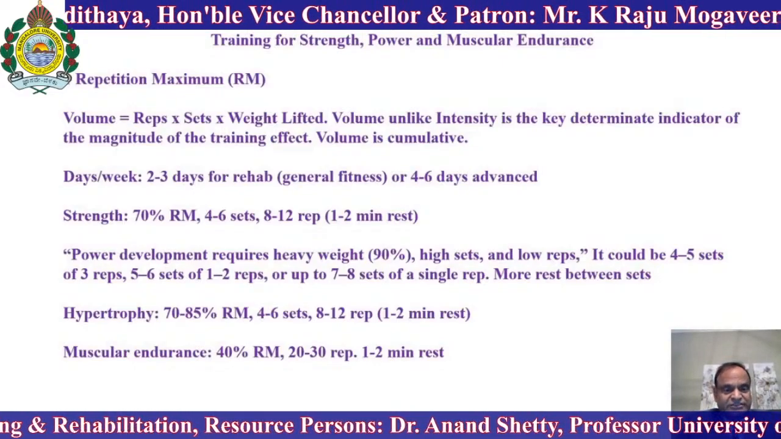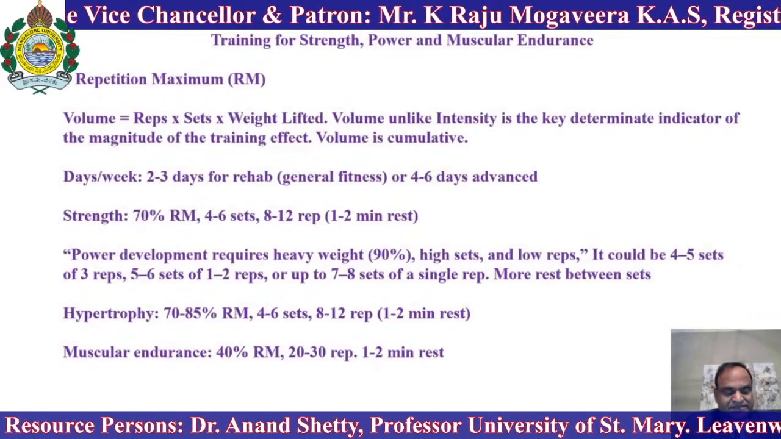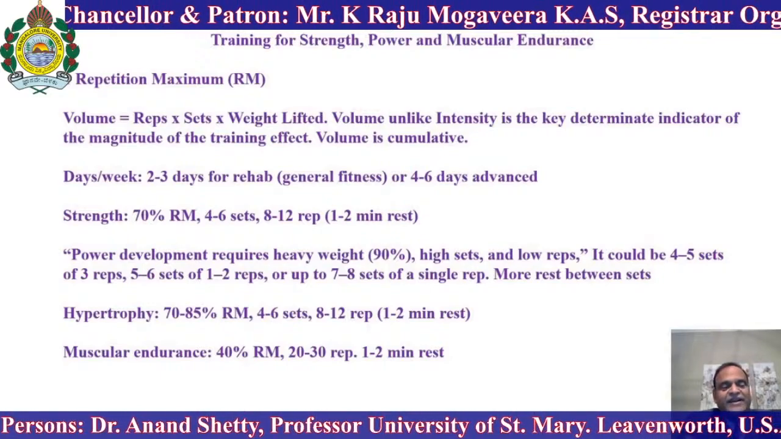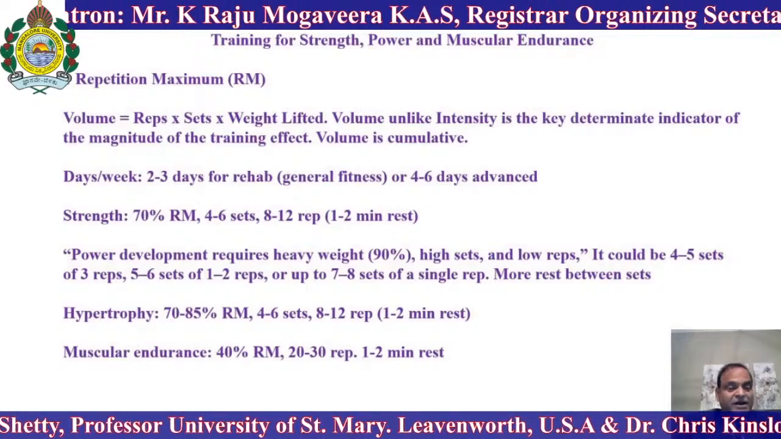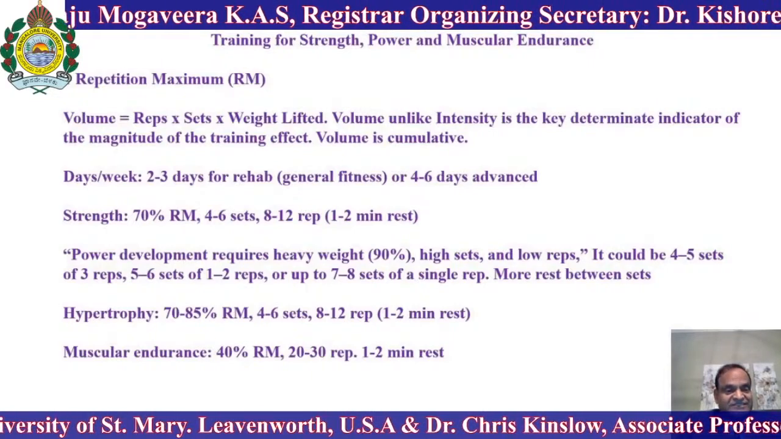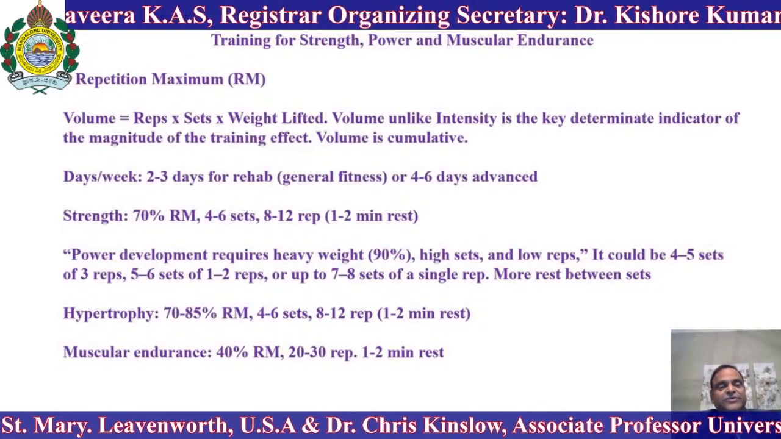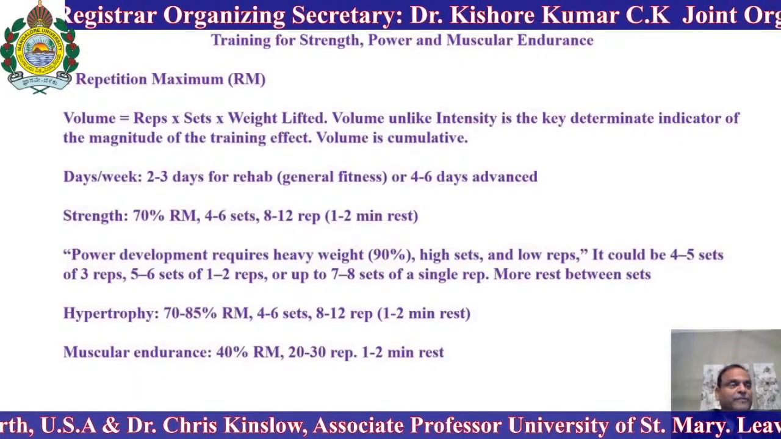To improve your strength, it says it's about 70% of repetition max. That means if I had elbow extension of 100 pounds, 70% is 70 pounds. Then you do 4 to 6 sets and 8 to 12 repetitions, and rest is 1 to 2 minutes.